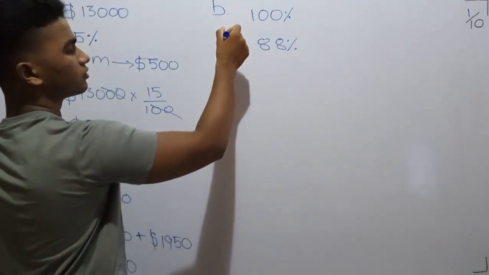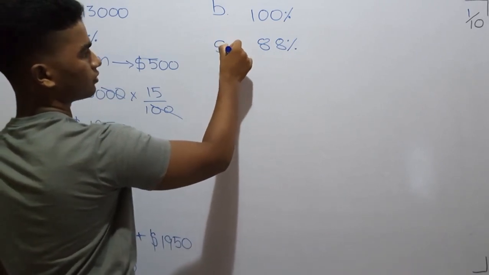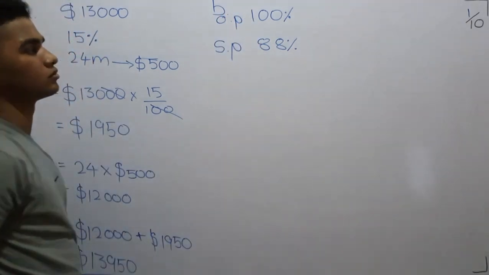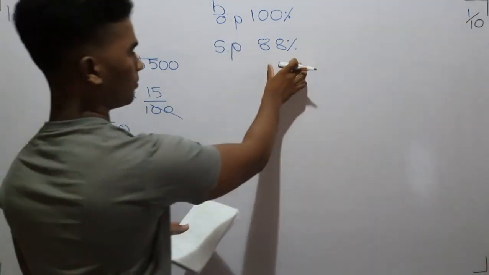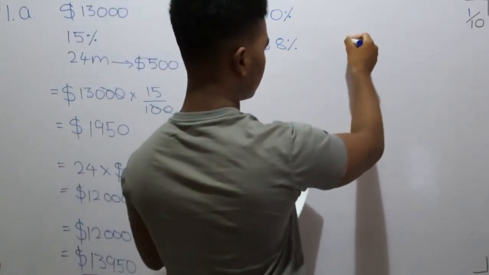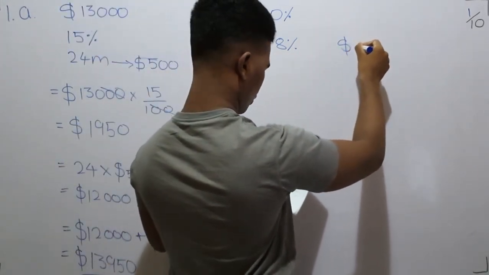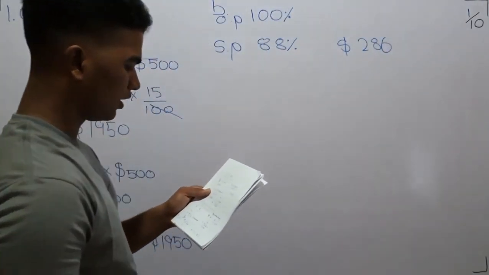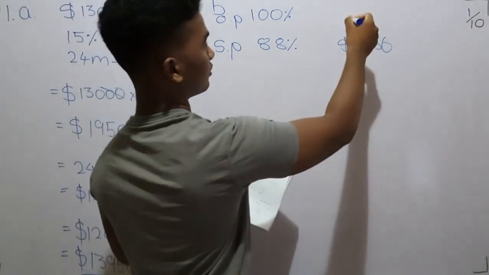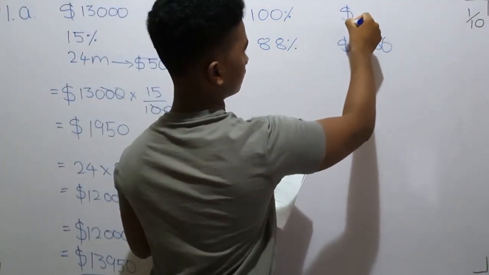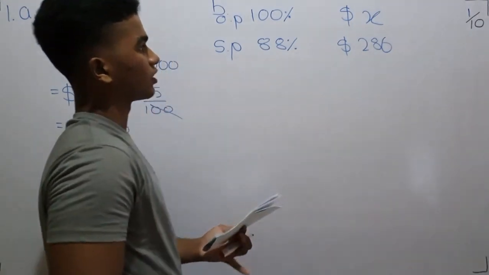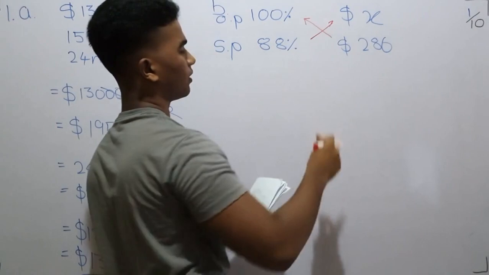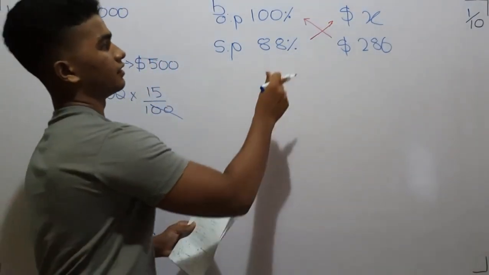This is the sale price. This is the original price. So they have given the sale price as 286. And they are asking us to calculate the price before the sale. So the original price is X dollars. So we cross multiply and get the answer for X.